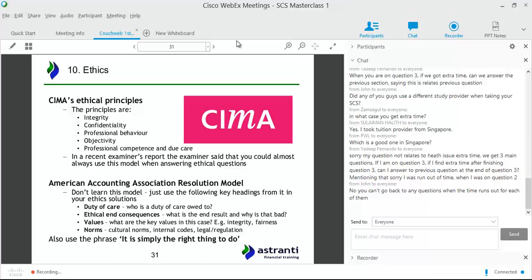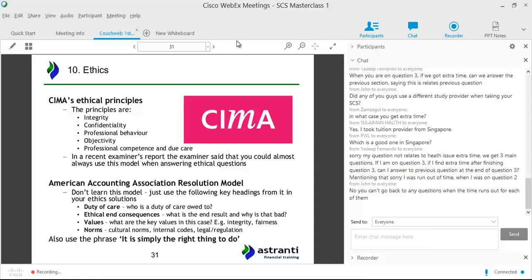Ethical end consequences as well. Why is this bad? What results could have come of this? If we are not acting ethically, what do we value? And what are the cultural norms within our organization and within the country in which we operate in general?